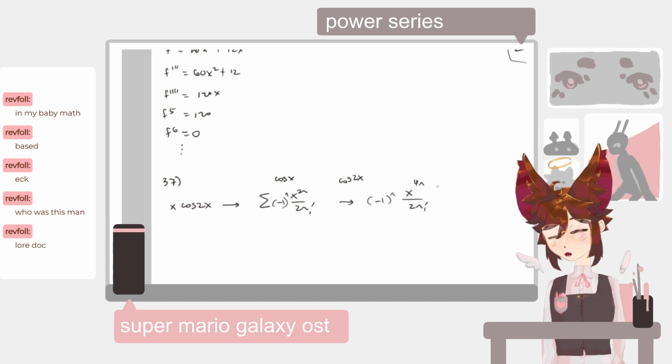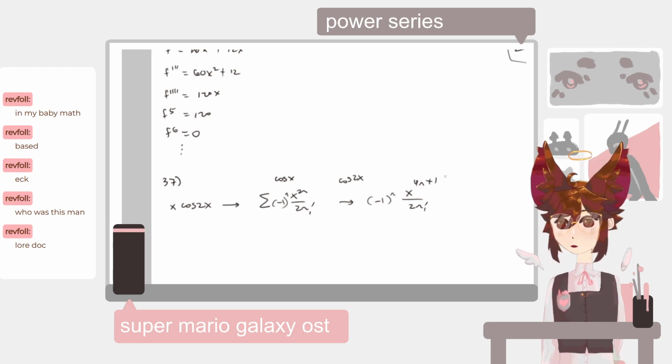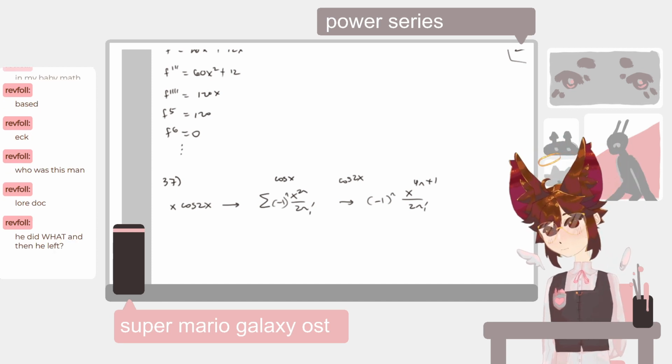And then there's a times a cos x, and then you add a 1 at the end, and then we're done.